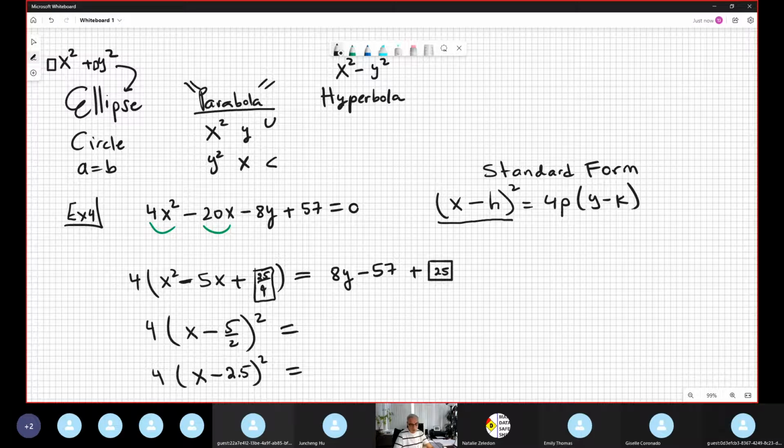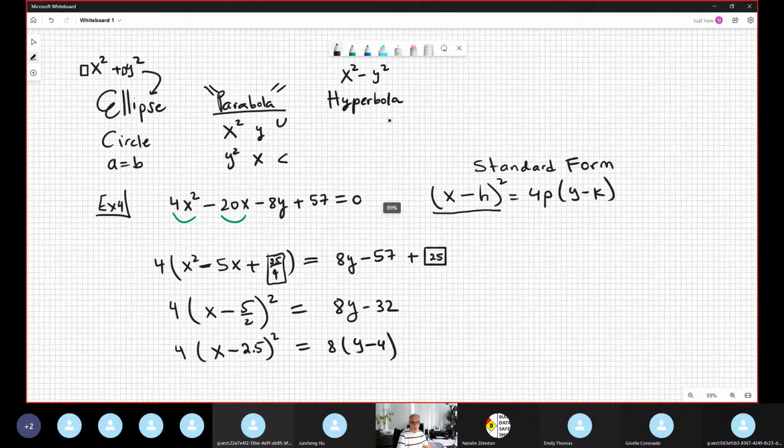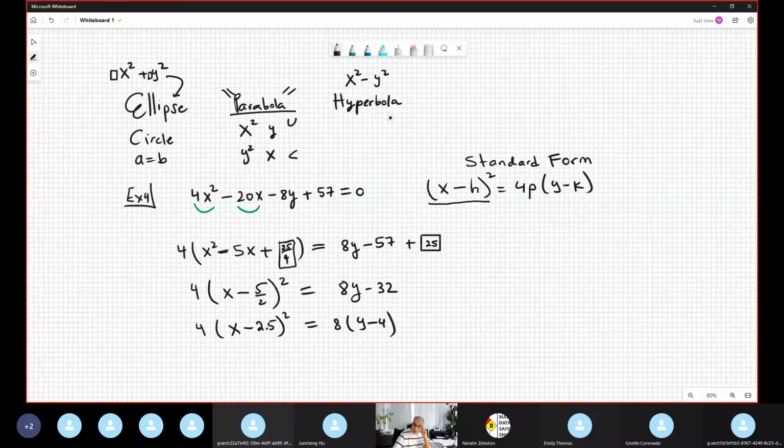Let me manipulate the right-hand side. The right-hand side, well, you're subtracting. You subtract the 57 minus 25, 32. No? 8y minus 32. And one more time, I see there is a common factor, 8. So 8 times y minus 4. Okay, I finished almost, because look at that in the standard form. This coefficient is 1 invisible, no? There's no 4 here. Divided by 4 both sides.